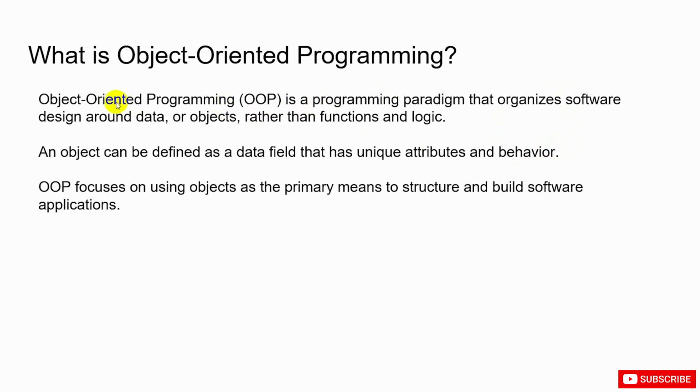Object-oriented programming is a programming paradigm that organizes software design around data, or objects, rather than functions and logic. An object can be defined as a data field that has unique attributes and behavior. An object-oriented program is focused on using objects as the primary means to structure and build software applications.